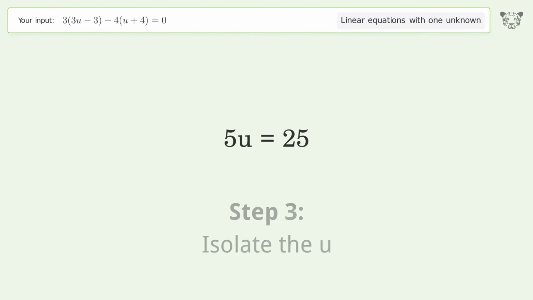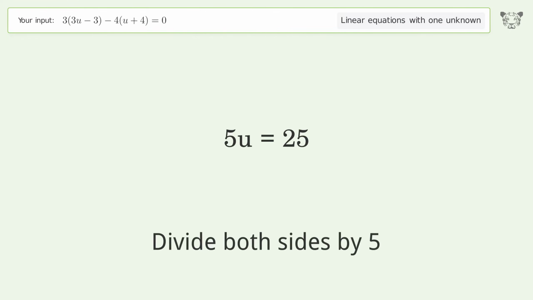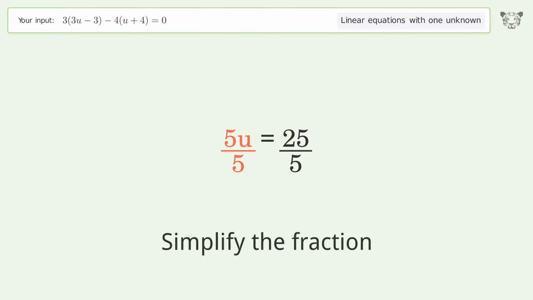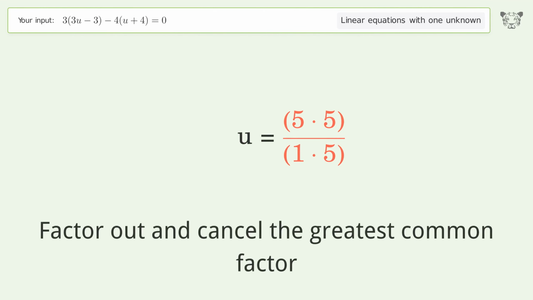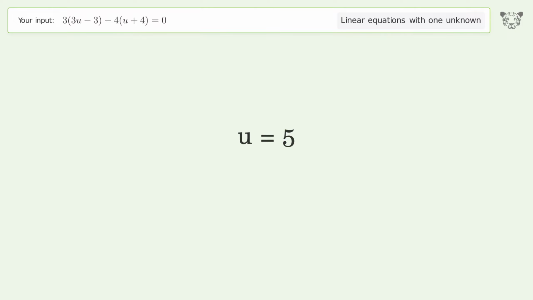Isolate the u. Divide both sides by 5. Simplify the fraction. Find the greatest common factor of the numerator and denominator. Factor out and cancel the greatest common factor. And so the final result is u equals 5.